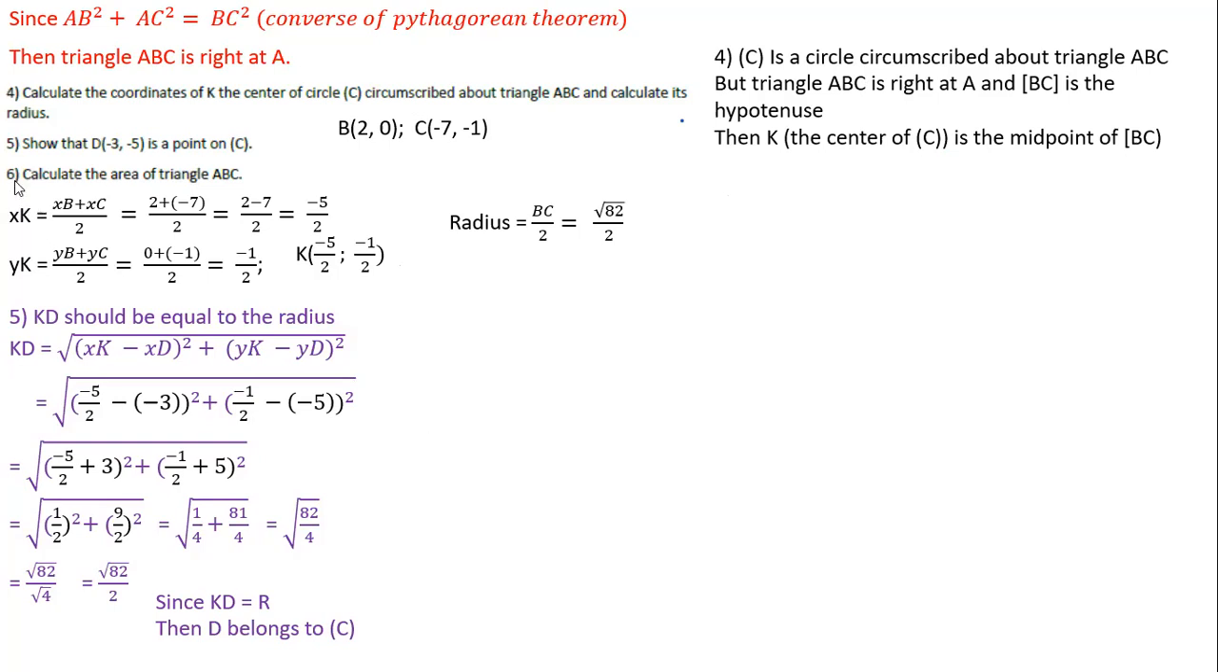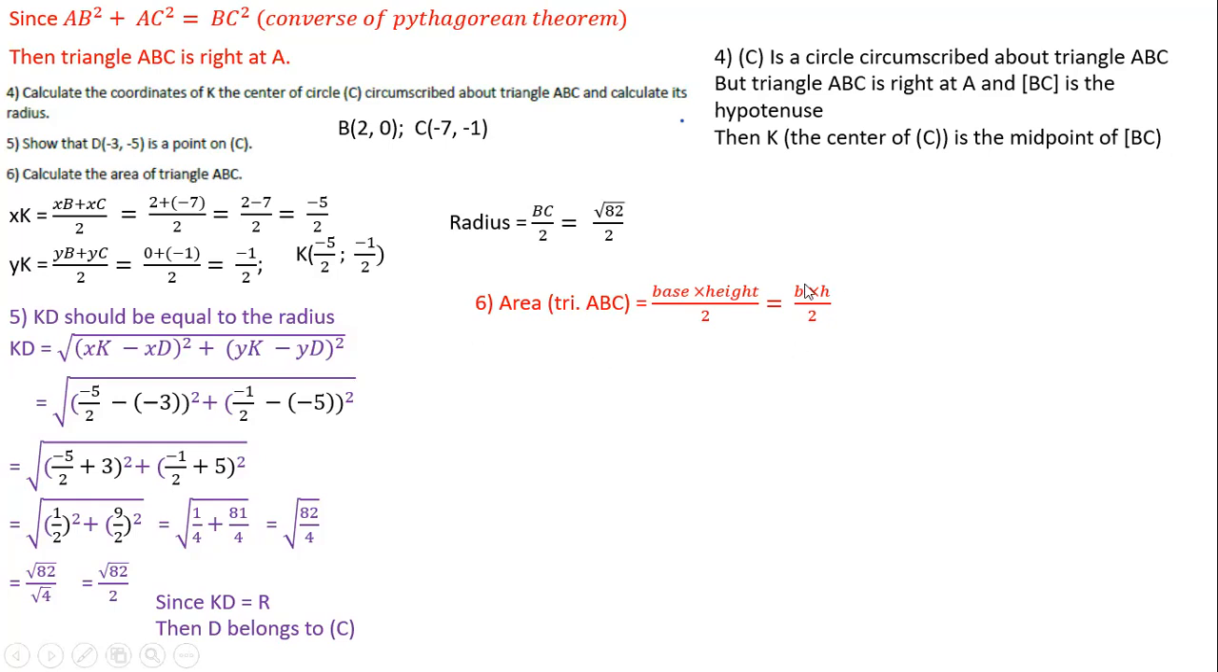Okay, now part C, we should calculate the area of a triangle ABC. We have a rule to calculate the area of a triangle. What is the rule? This is the rule. Area of a triangle ABC is base times height over 2, B times H over 2. This is a rule we always use to calculate the area of any triangle. We should study this rule and we should always remember it.